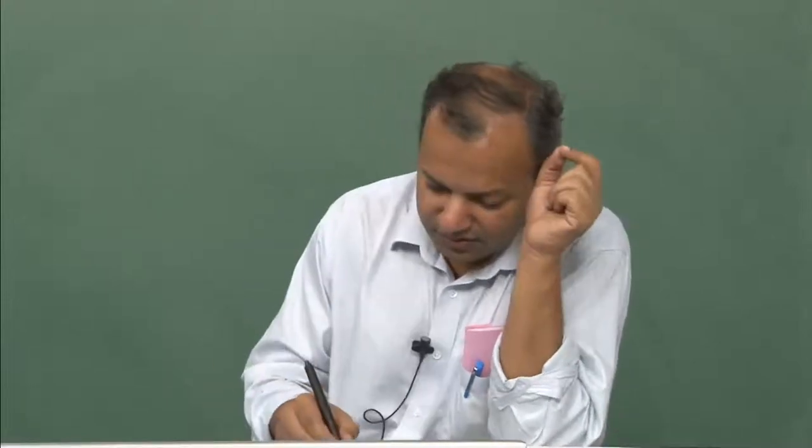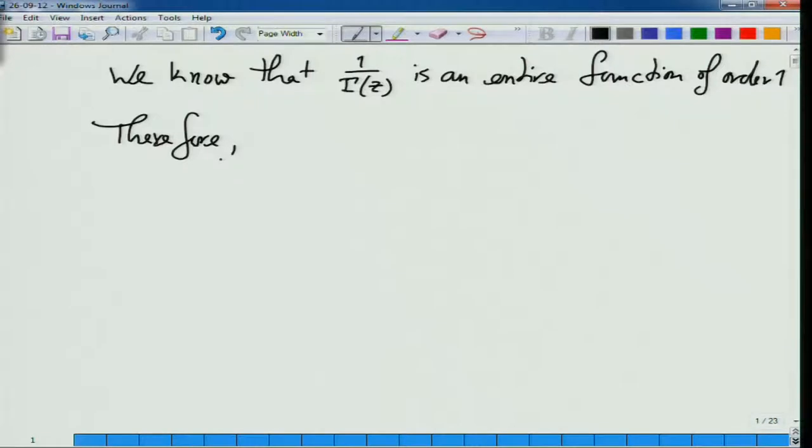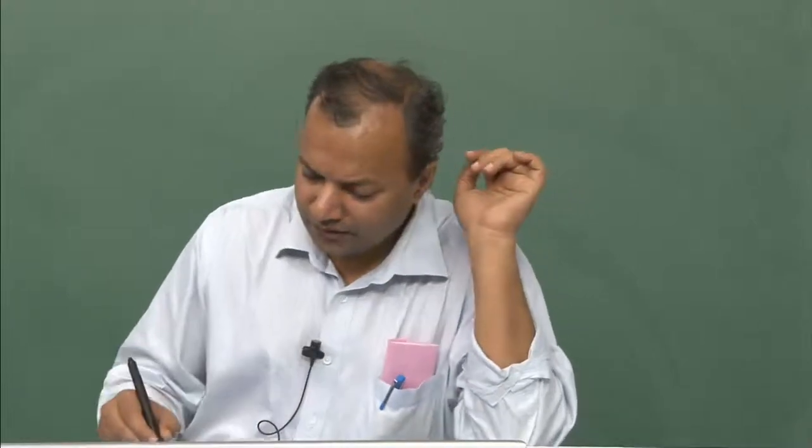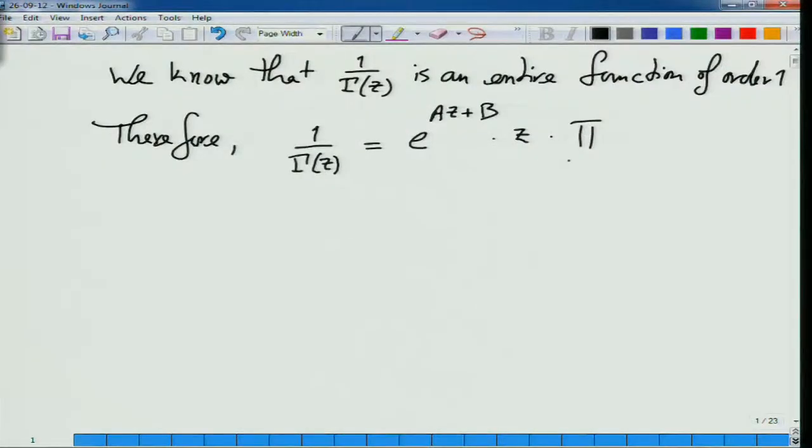So, therefore, by this whole previous analysis, how can we write the inverse gamma function? 1 over gamma z equals e to the a z plus b, times z, this z is for the 0 at z equals 0, and it is a 0 of order 1, so we just multiply it with z and leave it at that, times the product over n greater than or equal to 1 of 1 plus z over n, e to the minus z over n.